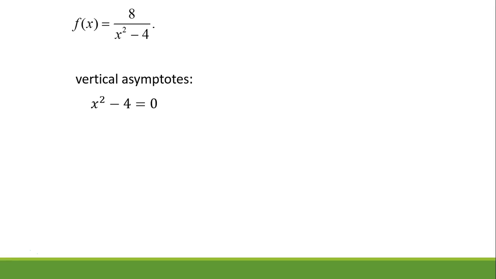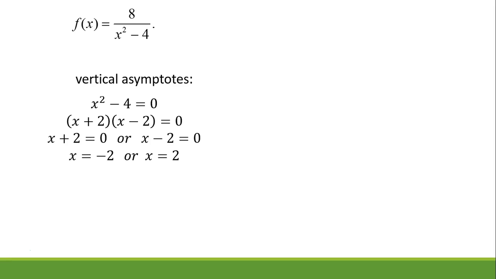To find those values, we'll set the denominator equal to 0 and factor, and we find that there are two values for x which make the denominator equal to 0. That means we have two vertical asymptotes on our graph. The vertical lines x equals -2 and x equals +2.